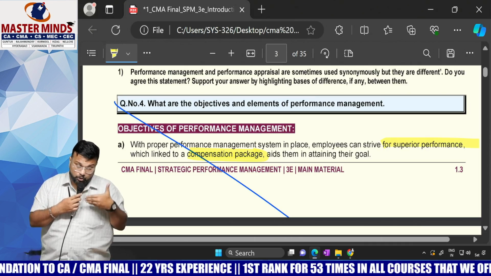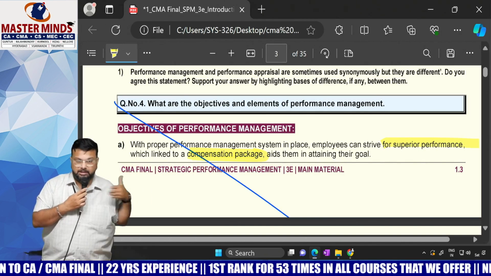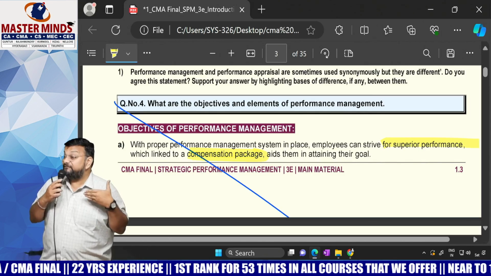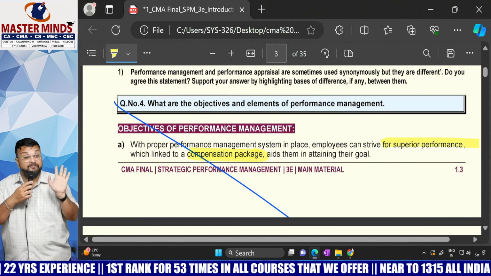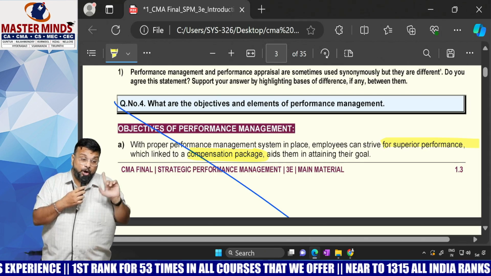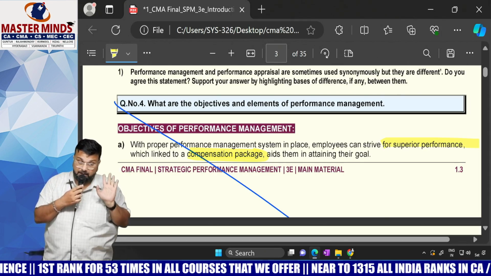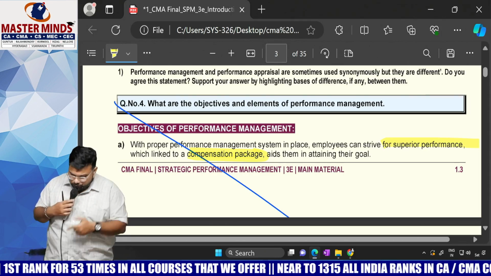The moment you give chance to the employee, the discussion will never end with a positive note. Either employee may not be happy or employer may not be happy. No. That is what you are saying.